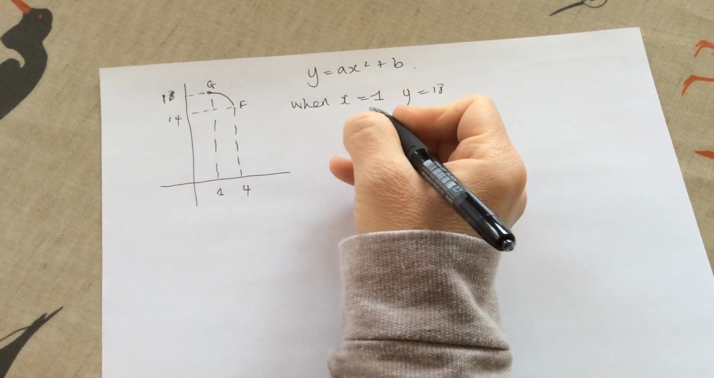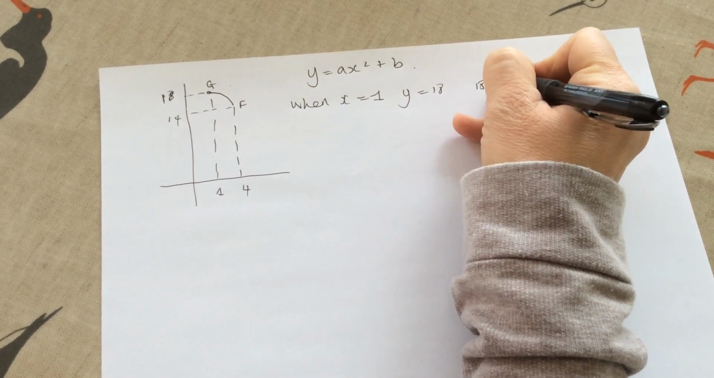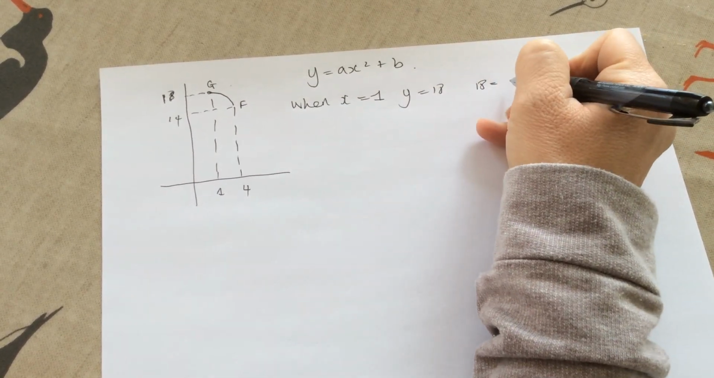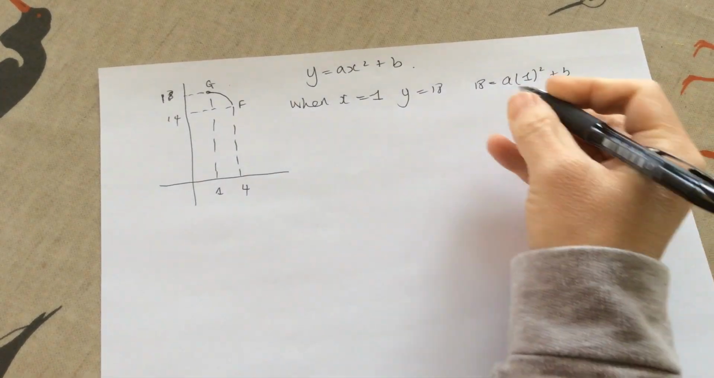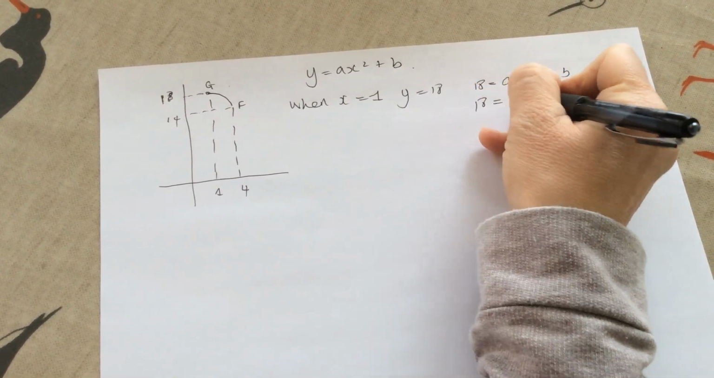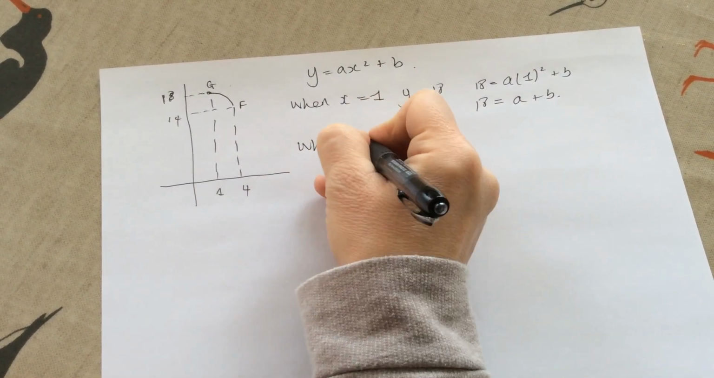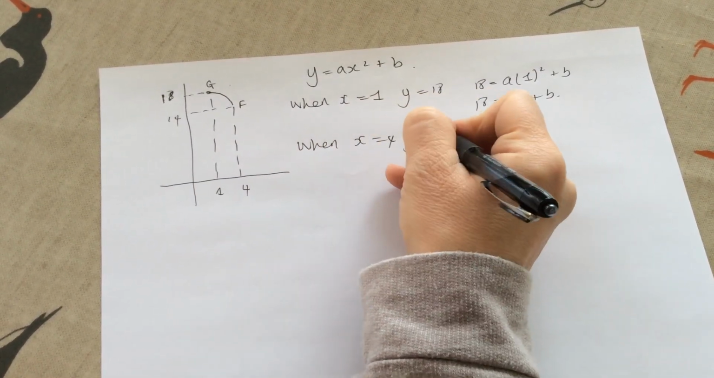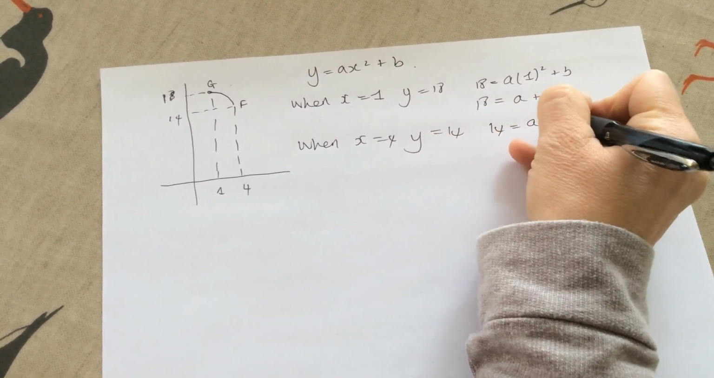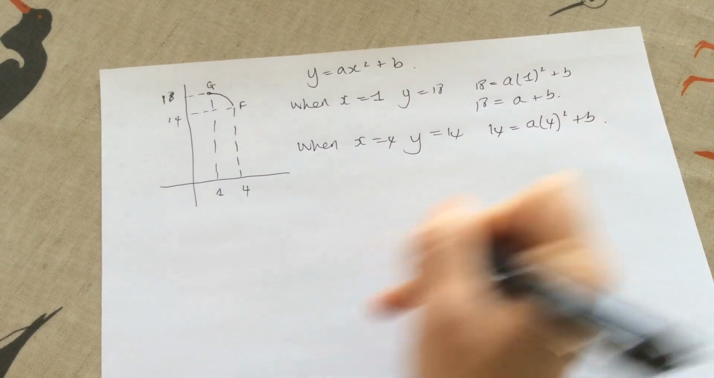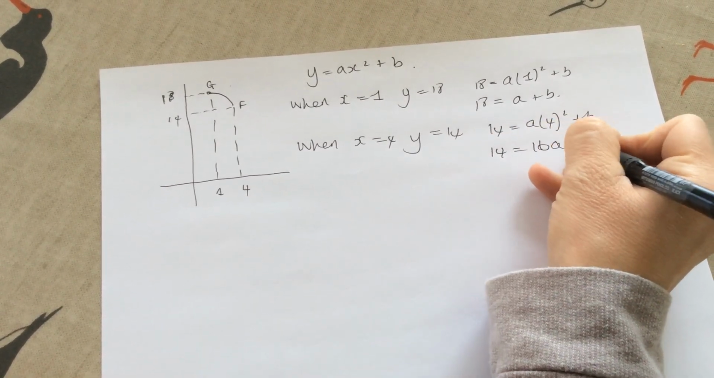So I can substitute that in, and I'm going to get 18 is a times 1 squared plus b. Well, 1 squared is just 1. In other words, 18 is equal to a plus b. And I also know that when x equals 4, y equals 14. So I can substitute in those two values, and that will give me 14 is 16a plus b.